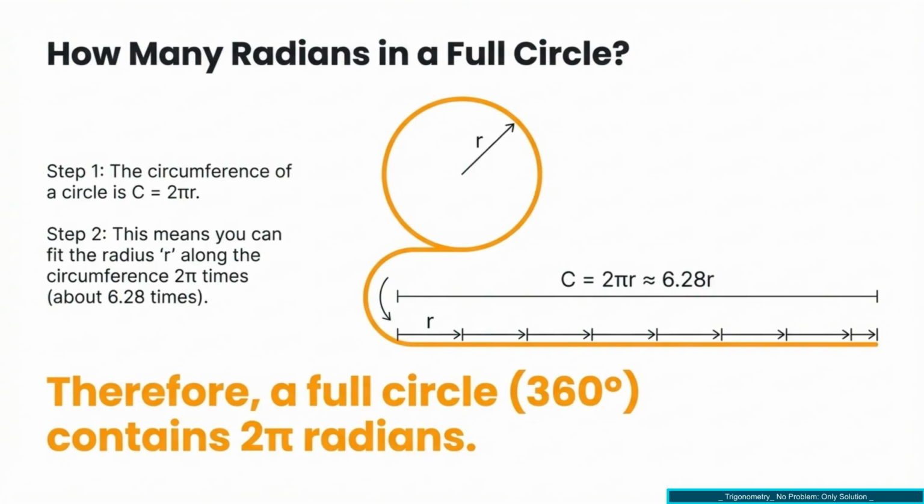The circumference of a circle is 2 pi times the radius. This means you can fit the radius along the circumference 2 pi times. Therefore, a full circle of 360 degrees contains 2 pi radians.